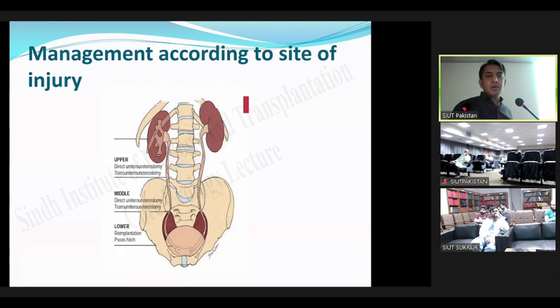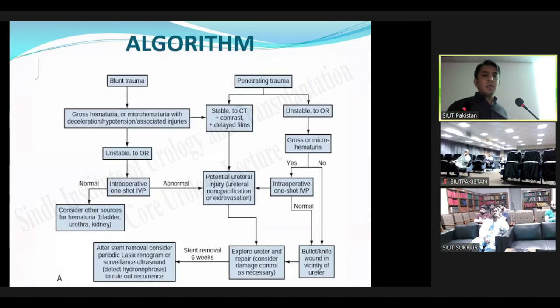This is the same algorithm which we have already discussed. And the algorithm for the type of the injury, these are things we have mentioned. If there is a blunt trauma and there is gross hematuria or microhematuria with deceleration injury, and the patient is unstable, then intraoperative one-shot IVP is done. If it is normal, then consider other sources of hematuria. It means there is no ureteric injury. But if it is abnormal, then a potential ureteral injury is present, and then we will explore and repair, considering damage control surgery as the patient is unstable.